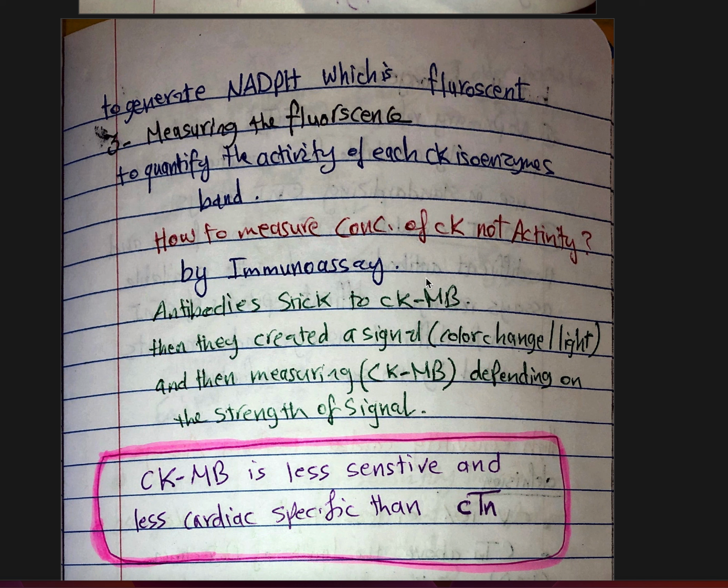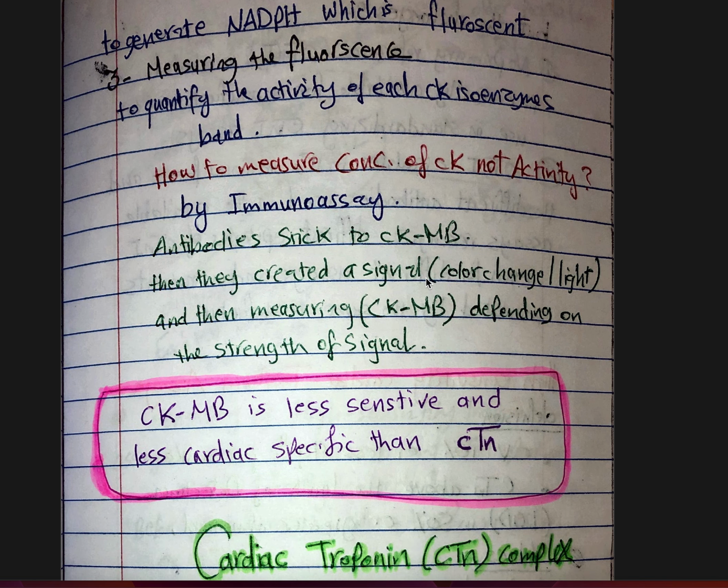How to measure the concentration of the CK, not the activity? By the immunoassay. So I use the immunoassay just to measure the concentration of the CK, not the activity. I'm not talking about the activity. The antibodies stick to the CKMP, then they create a signal which is a color change or light, then we measure the CKMP depending on the strength of the signal. That's why we call it immunoassays. The antibodies stick to the CKMP, then the color changes, and we can determine the concentration of it.